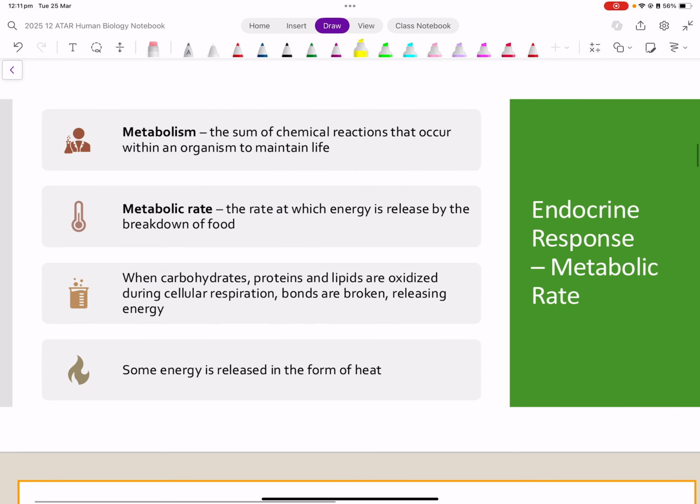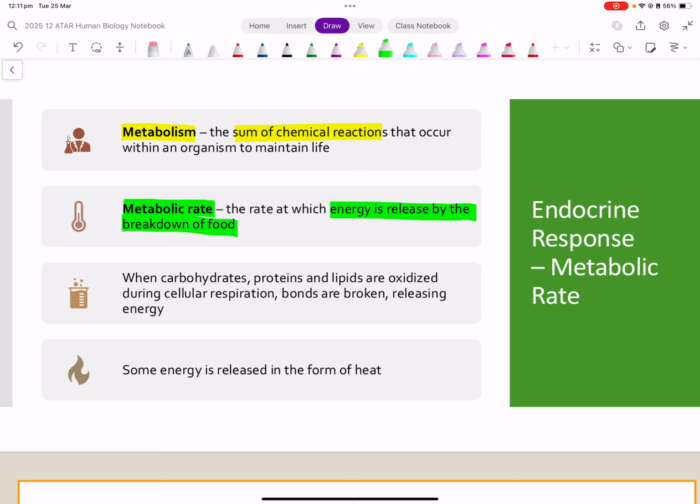So, how do we manage our metabolic rate? Well, some important definitions to start. Number one is metabolism. Metabolism is the sum of all the chemical reactions that occur in an organism to maintain life. It is not your ability to just break down food. Okay. Metabolic rate, however, is the rate at which energy is released by the breakdown of food.